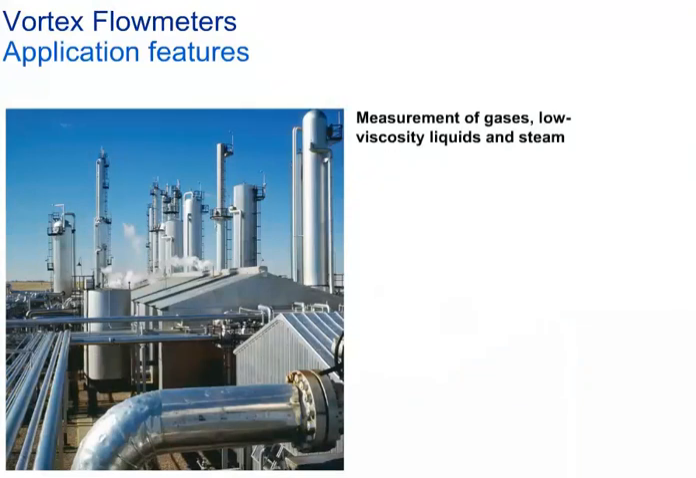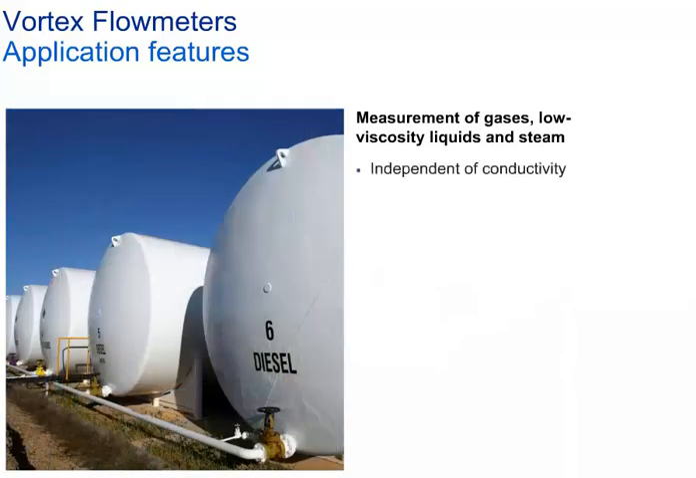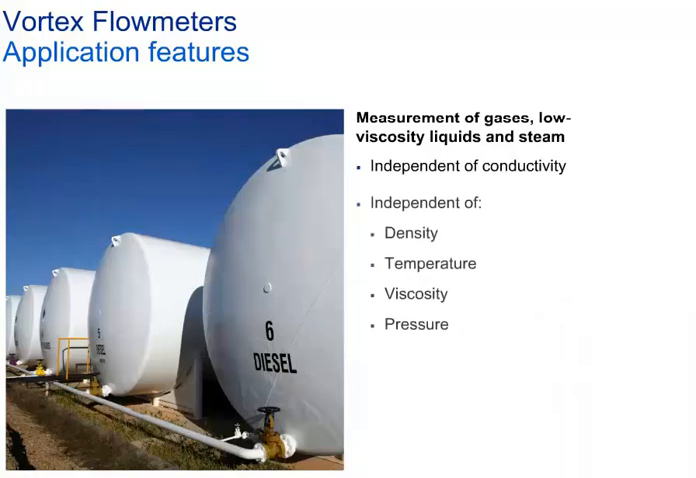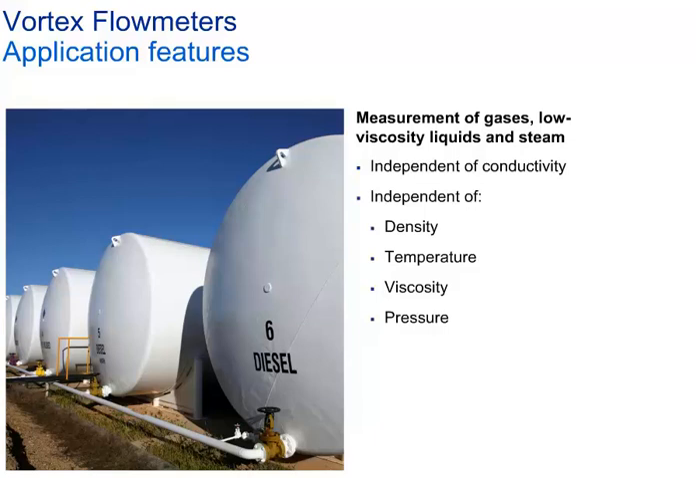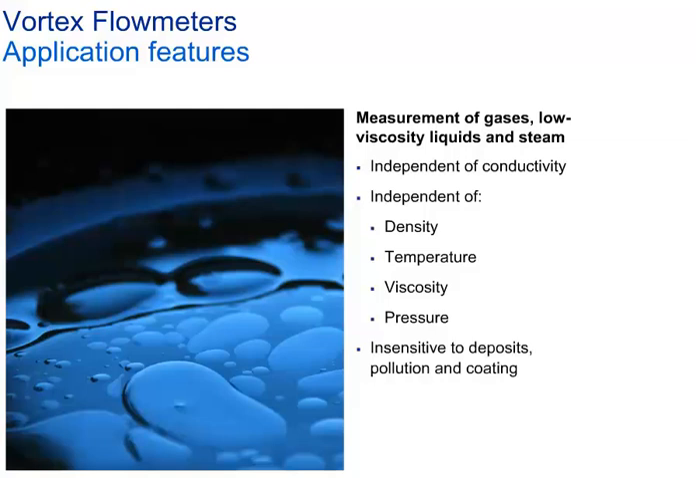The measuring principle works for all gases, steam, and liquids with low to medium viscosities. The independence from conductivity makes these meters ideally suitable for all applications of petrochemical raw products, solvents, or boiler feed water. The measurement is independent of the density, temperature, viscosity, and pressure, as long as these are in accordance with the limits of the measuring principle and physical meter specifications. The design featuring a sensor unit, which is completely separated from the bluff body, makes the meter widely insensitive to deposits, pollution, or coating.